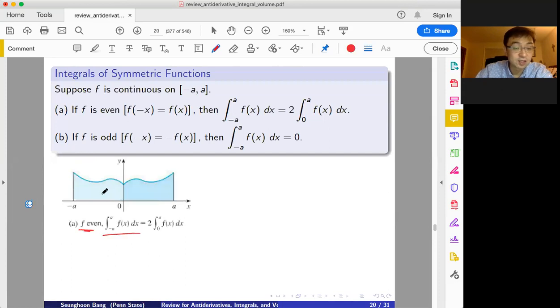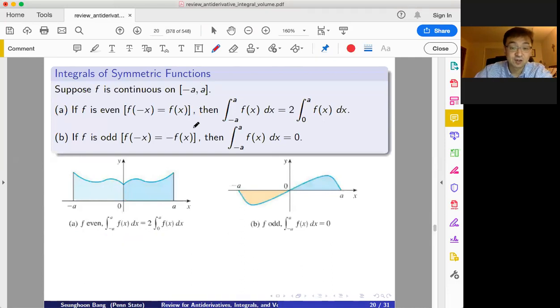Here, function f is an even function. This area is this area plus this one. It is always symmetric about the y-axis. This area is exactly the same as this area. So you can find the right hand side times 2. This is always true for an even function because an even function is symmetric about the y-axis.